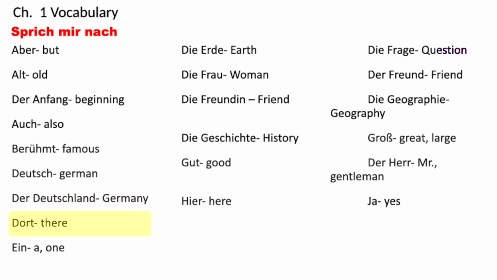Dort is there. Ein is a or one. Die Erde is the earth. Die Frau is the woman. Die Freundin is the friend, but with that in suffix and with the die determiner, we know that this is a female friend. So once again, die Freundin is a female friend.